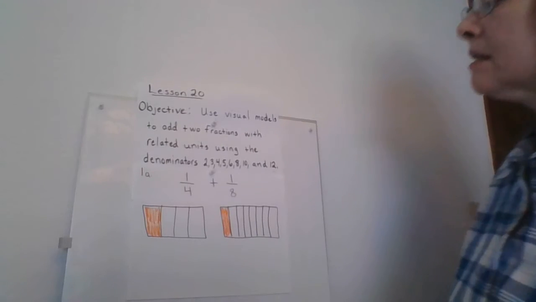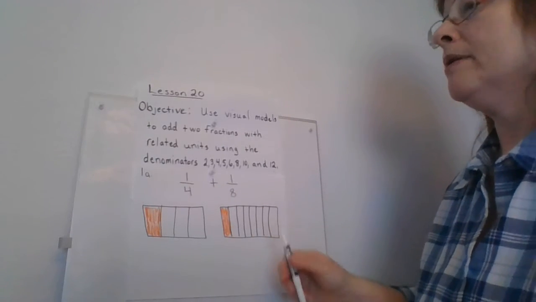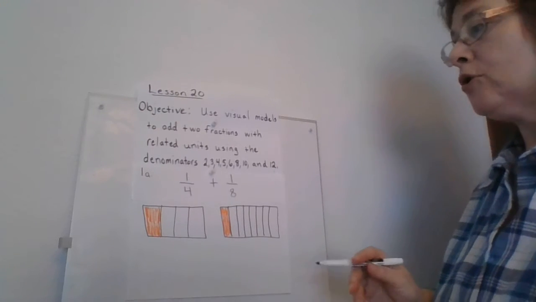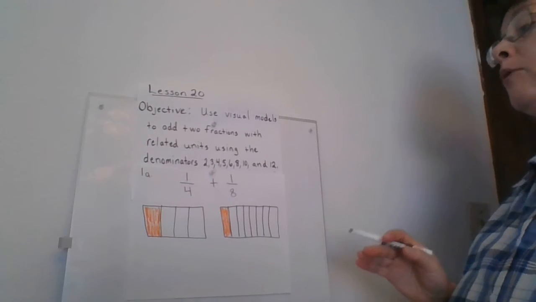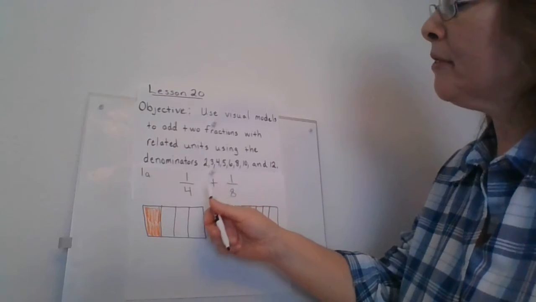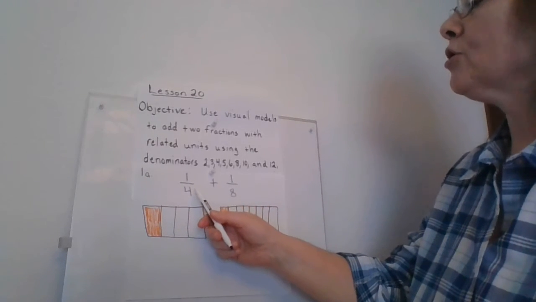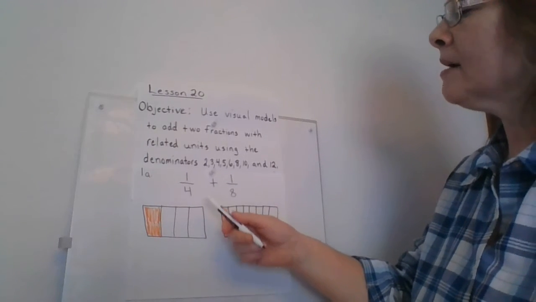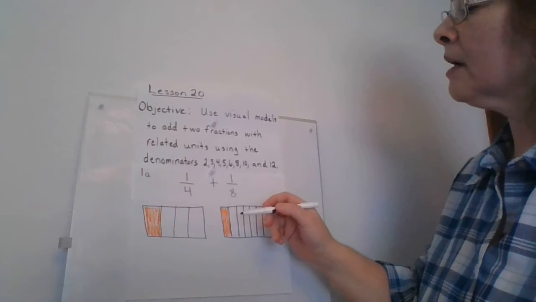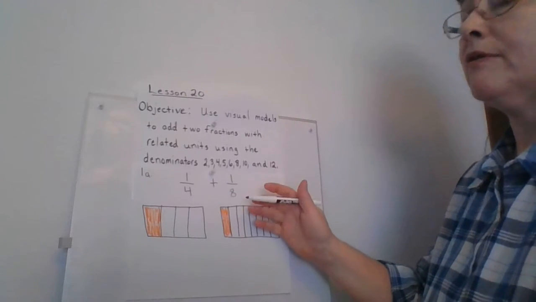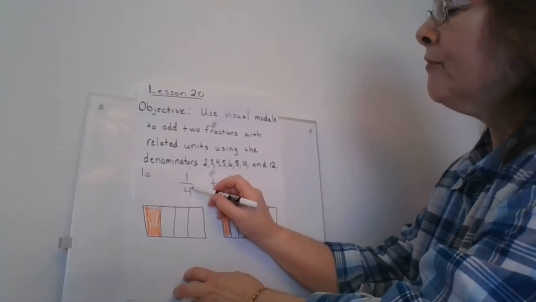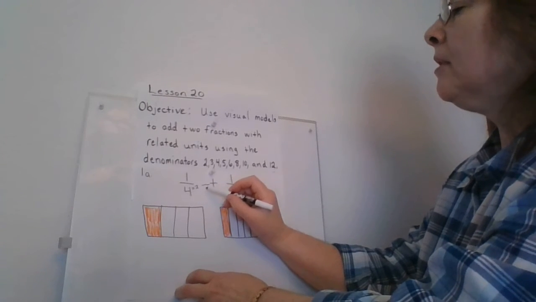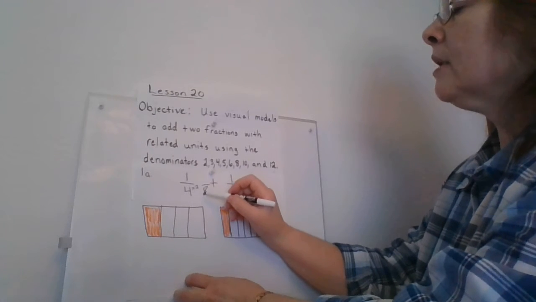Well, I cannot add fractions when the denominators are not the same. So what I need to do is make an equivalent fraction. So I think, how can I change the 4 into an 8? Well, I have to multiply because I need to make it bigger. So what number can I multiply 4 by to give me an 8? Well, I know that 4 times 2 is 8. So if I multiply the 4 times 2, it will give me 8.